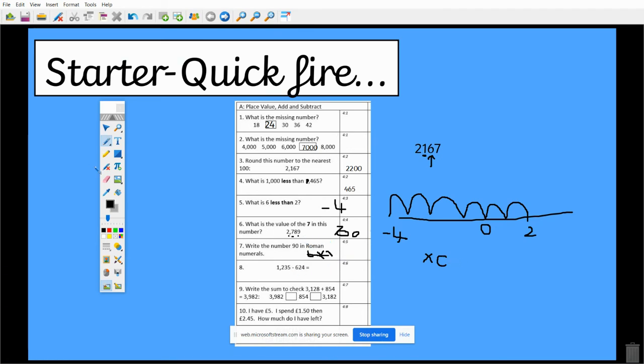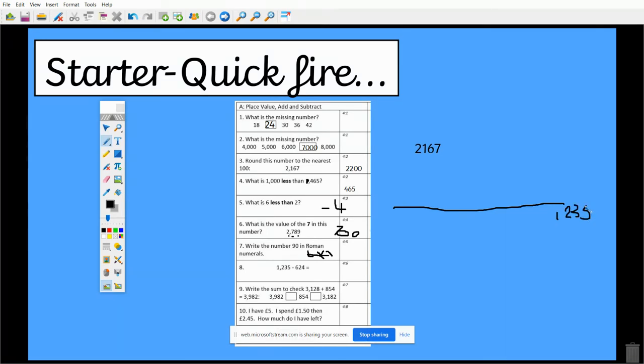Right, 1,235. I'm going to draw my number line across here and write 1,235. Now remember, our takeaway ones are always a little bit harder. Let's take away 600 first. 1,000 take away 600. We know that that is 400.